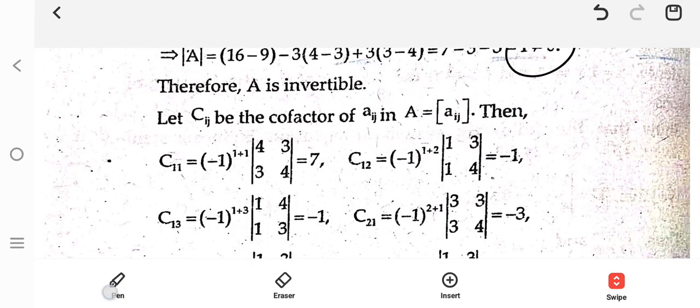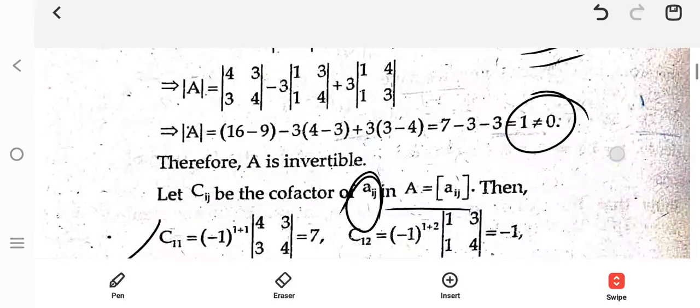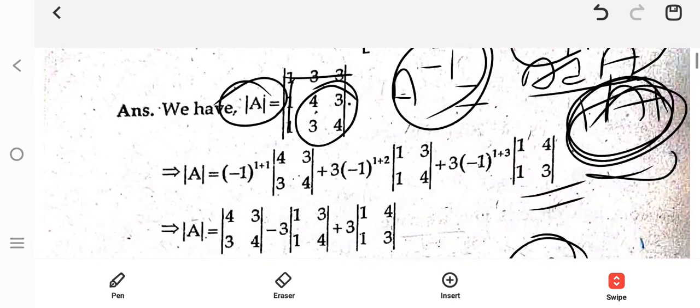So now let Cij be the cofactor of Aij, for all the elements in our matrix A. Our first cofactor takes the prescribed sign, -1 to the power first row plus first column, and the minor of our first element. Just deleting the first row and first column, we have this determinant here, whose value is 7. And our C12, the second cofactor, is -1 to the power first row plus second column, with the minor of our second element.